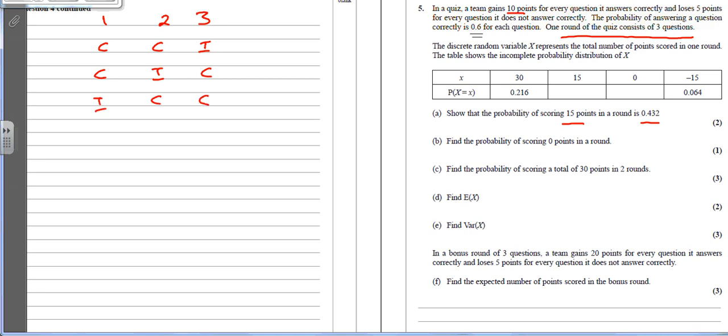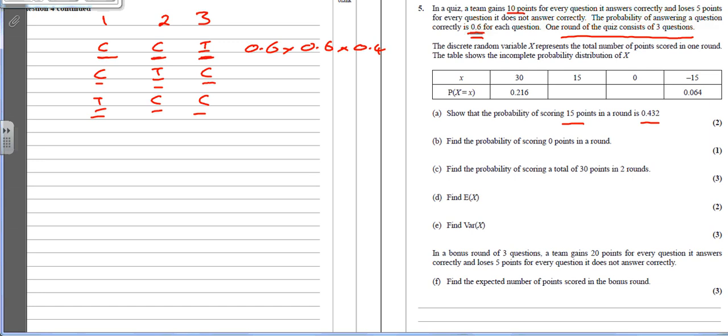If any of those combinations come up, you're going to have 10 points, 20 points, and take away 5. Or 10 points, take away 5, and then another 10 points. Or minus 5 plus 10 plus 10. Either way, you'll end up at 15 points. And these are 3 ways in which we can do it. So we've got to work out the probability of correct questions and an incorrect question. The probability for a correct question is 0.6. So it's going to be 0.6 times 0.6 times the probability of an incorrect question, which is 0.4.